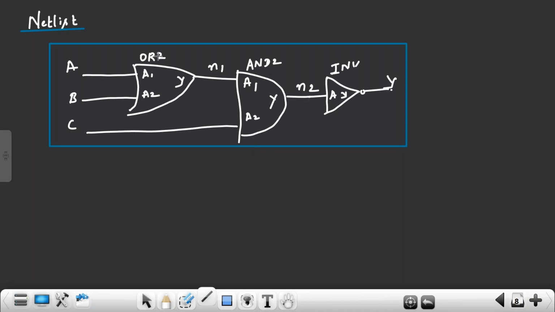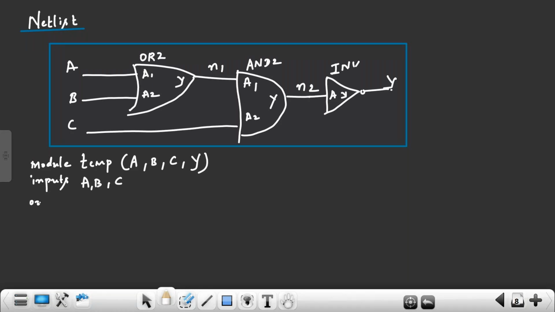So what is a netlist? A netlist has the same things as RTL. You will have a module name; I can give any module name, I'll give top as the module name. I will have the inputs and outputs of the design. Inputs are A, comma B, comma C. Output is Y. Then declare the inputs and outputs.